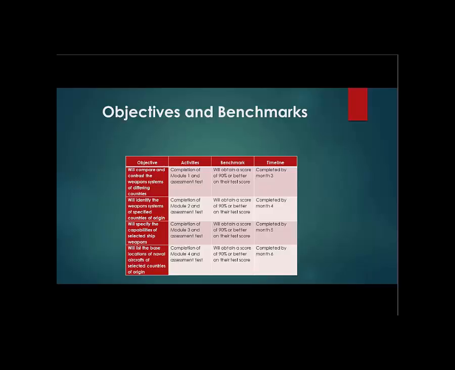The second objective is to identify the weapons systems of specified countries of origin, and the activity that will address the objective is the completion of Module 2 and the assessment test. The assessment test will have to be passed with a score of 90% or better as well, and needs to be completed by month 4.